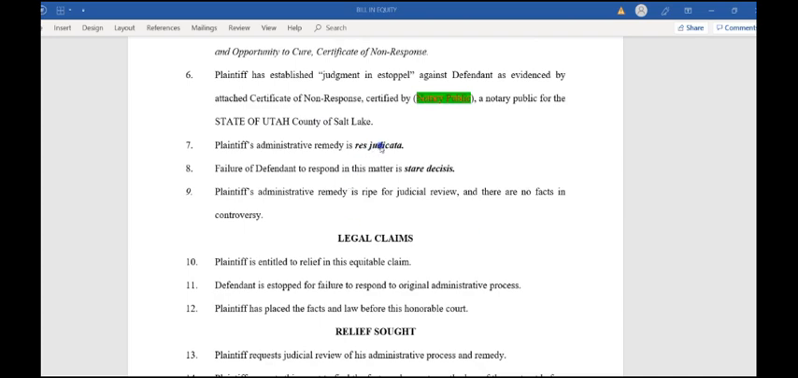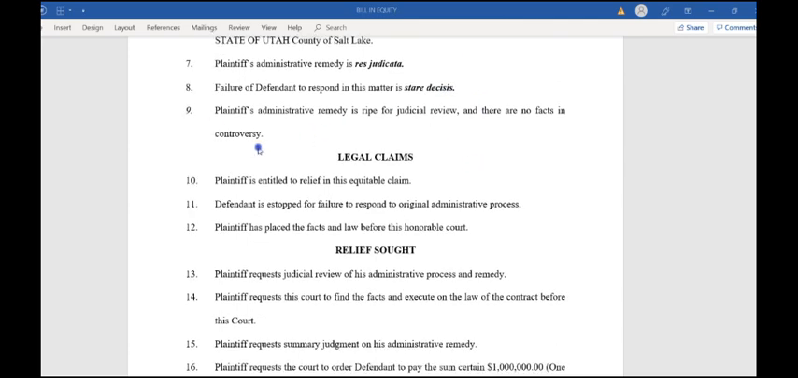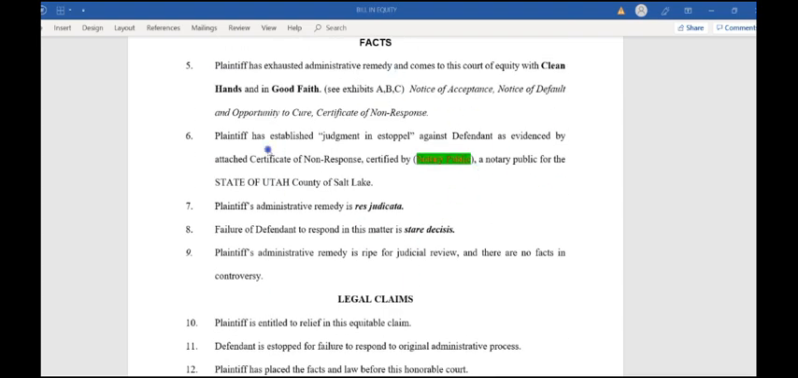These are some things you might want to look up. Res judicata, stare decisis. The plaintiff's administrative remedy is res judicata. What does that mean? That means it's already been adjudicated. By who? The notary. Failure of the defendant to respond in this matter is stare decisis. What does that mean? It means it's already been decided. By who? By the notary. She's got it in her book. You didn't respond. You are in dishonor. The plaintiff's administrative remedy is ripe for judicial review, and there are no facts in controversy. Why? Because it's already been decided.